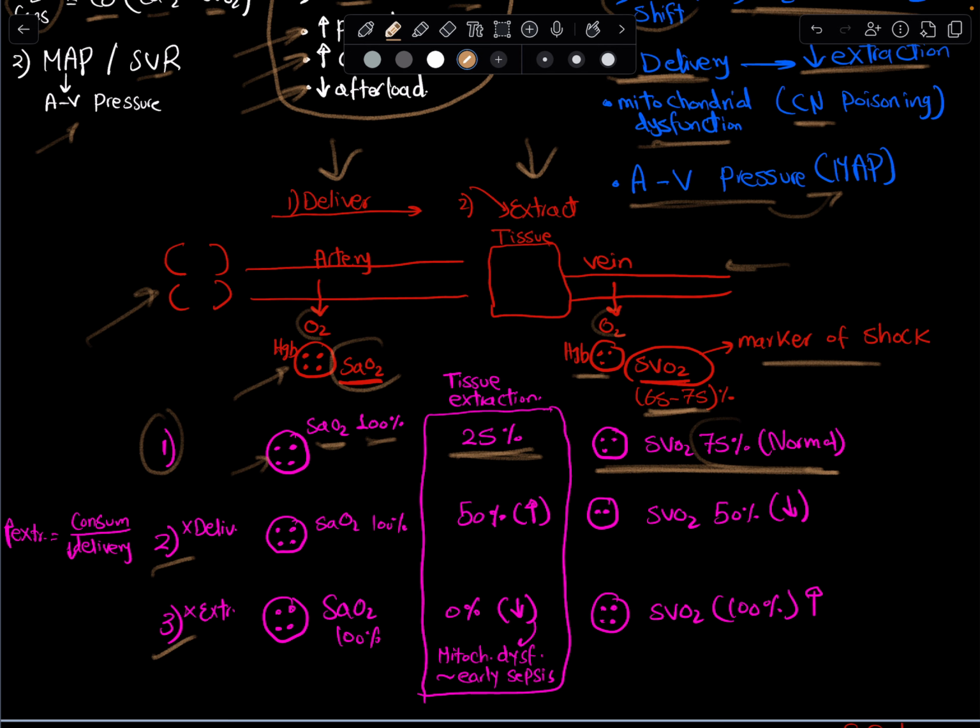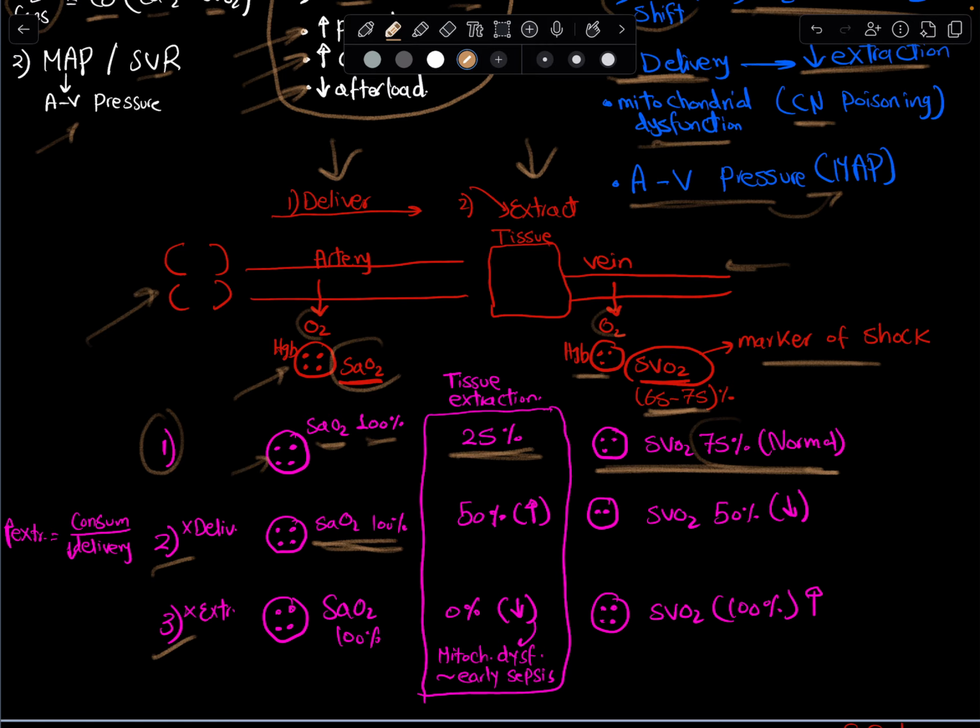Let's see what happens in the shock state. Let's say the same scenario, you have an SaO2 of 100, right? So you have a hemoglobin that's bound to 4 oxygen, right? And you look at the venous side and you find the SvO2 is 50%. So the SvO2 of 50%, that's a low SvO2. That means the tissue extracted more oxygen.